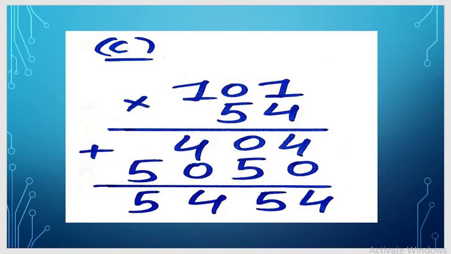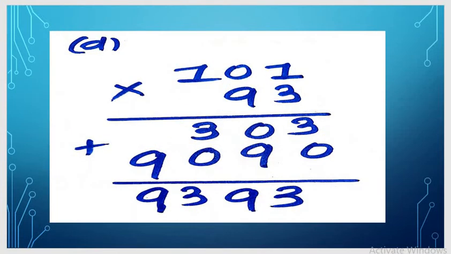Now we move on to question number D. So question number D is what, all students? Let's check here. Now do question number D. Here one sum is missing, 101 multiplied by 38, question number C, and I'll take another here.